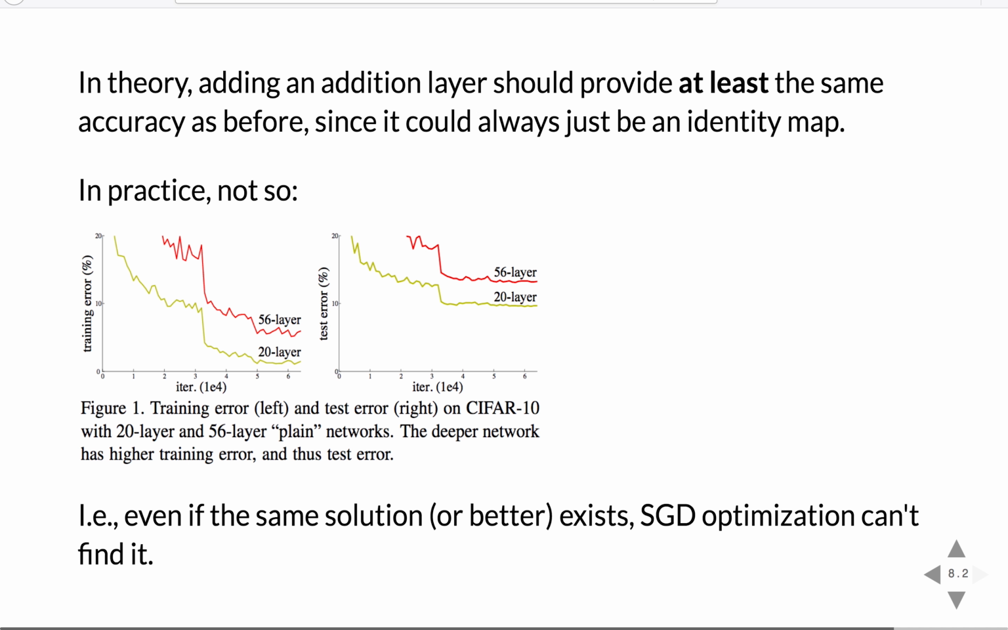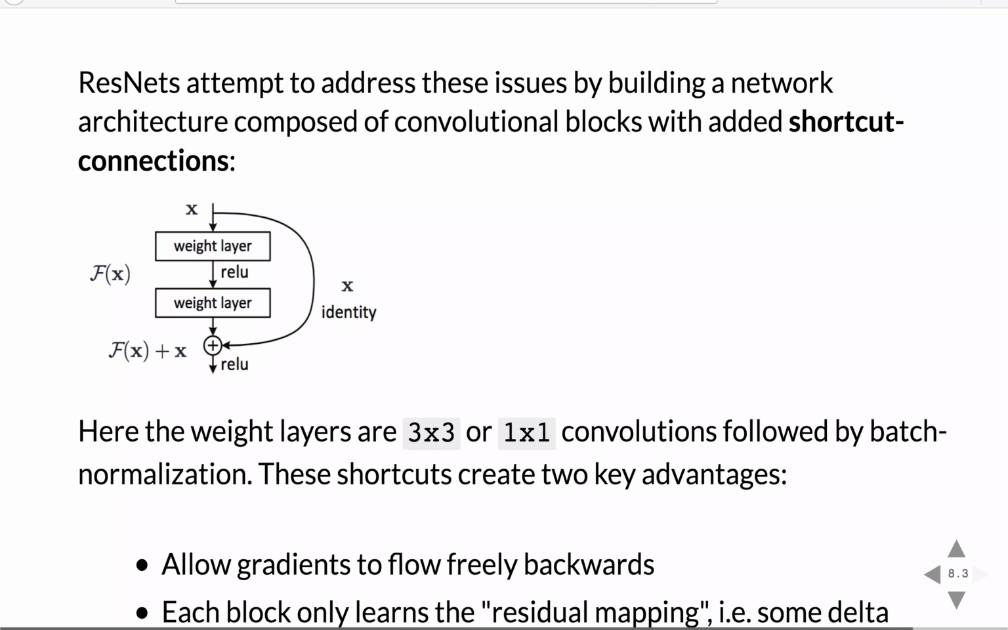Okay, so it means that for some reason the optimizer, even though we know that there exists a solution that should be as good, just by adding one more layer, it should be as good. So there should be at least a solution. I can't find it with my optimizer. That's the kind of idea behind ResNets. So they attempt to address this issue by building a network that includes shortcut or skip connections.